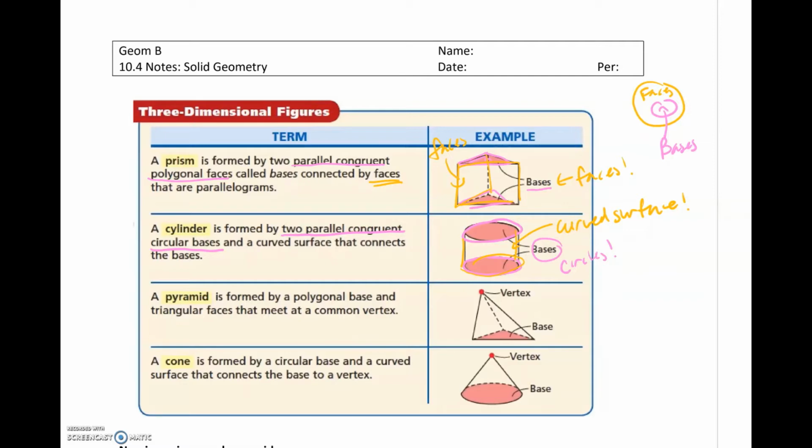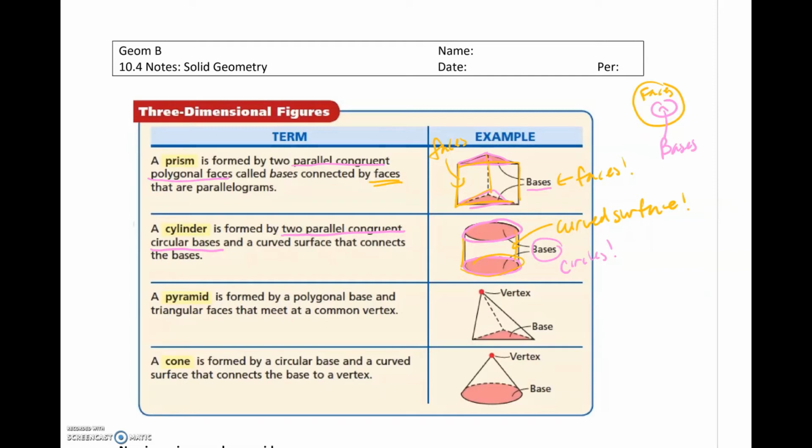So a cylinder, what's unique about that is it actually has no straight edges. There are only curved edges. So in your problems when you're working, if it asks you to name an edge, we're actually asked for straight edges. So a cylinder would actually have no edges. So that's kind of interesting. It has no edges, it has no vertices.